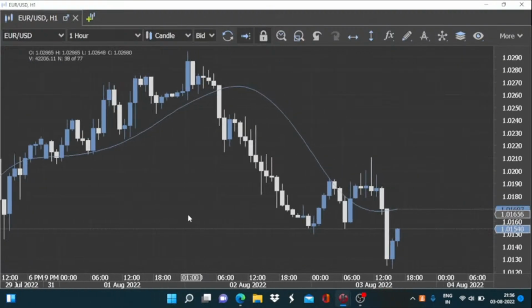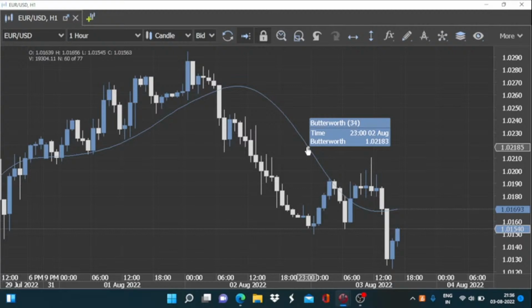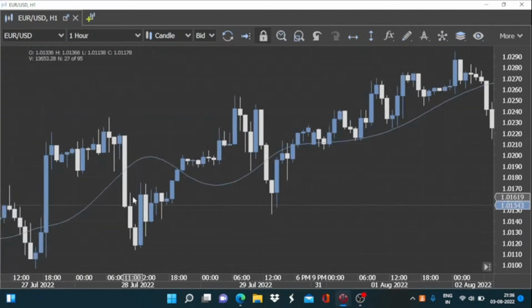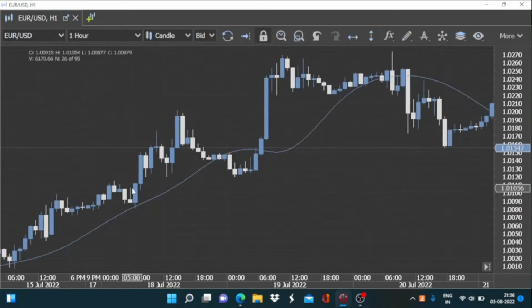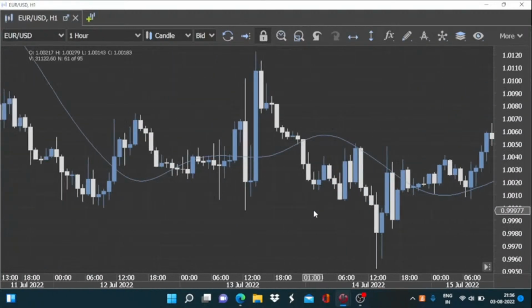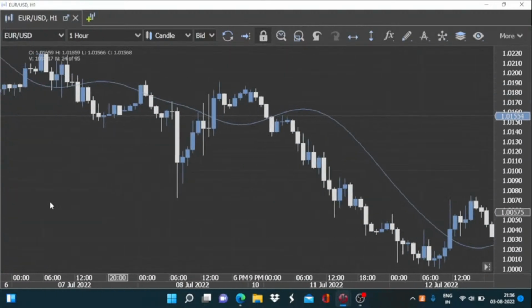Now this is the default setup. So the calculation period is 34, and this is the EUR/USD chart with the candle period being hourly, and we have this plotting for us, and it gives us a pretty good idea of what the trend is.